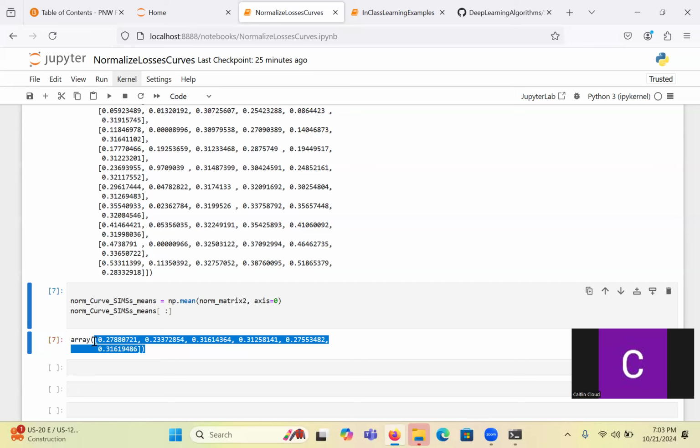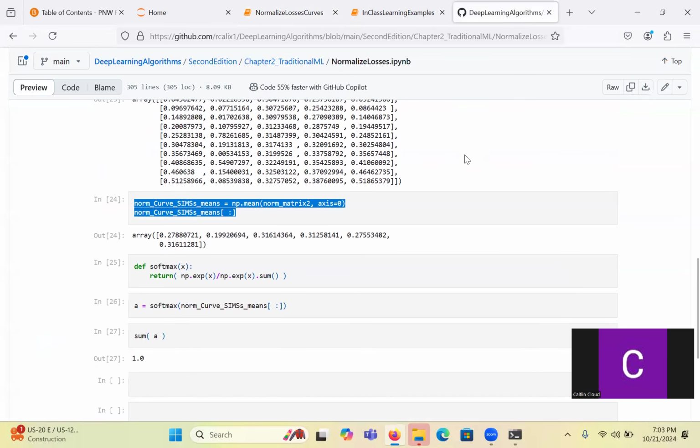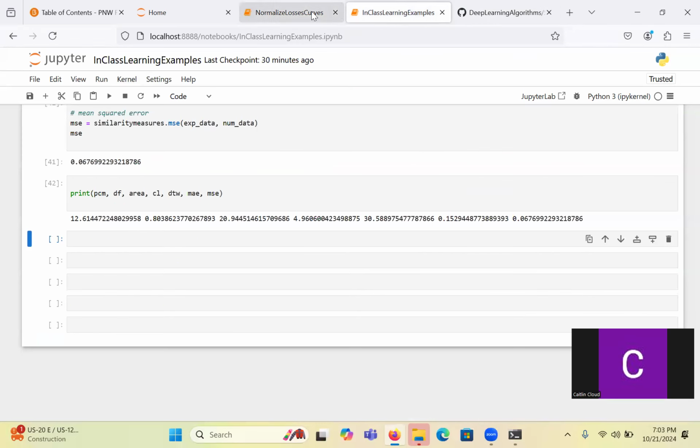Got it, guys? All right, so one last thing that I have in here is softmax. I'm not saying you have to use softmax, but I kind of threw it in there because it sort of made sense. So what do I mean by that? So let's take a look.